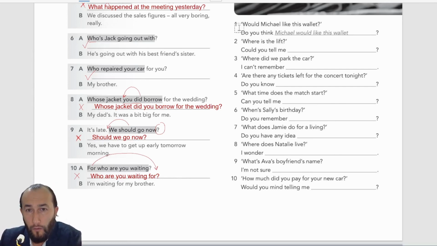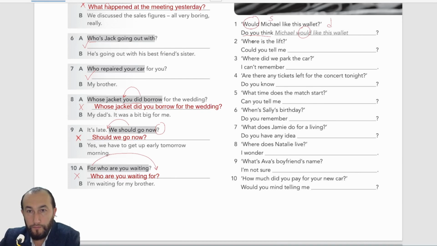Okay. So example here, would Michael like this wallet? This is a direct question. Now, if I say, do you think Michael would like this wallet? As you can see here, would in the direct question is coming before Michael. Michael is the subject. But now in the indirect question, would is coming after Michael. You see, guys? So, do you think Michael would like this wallet?